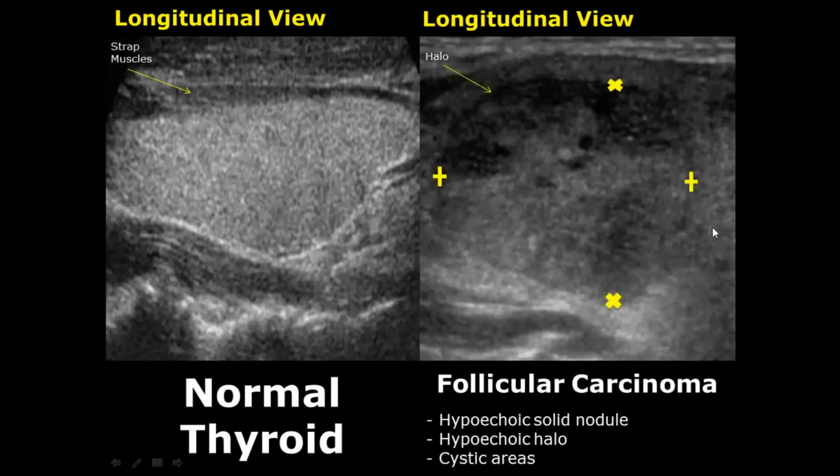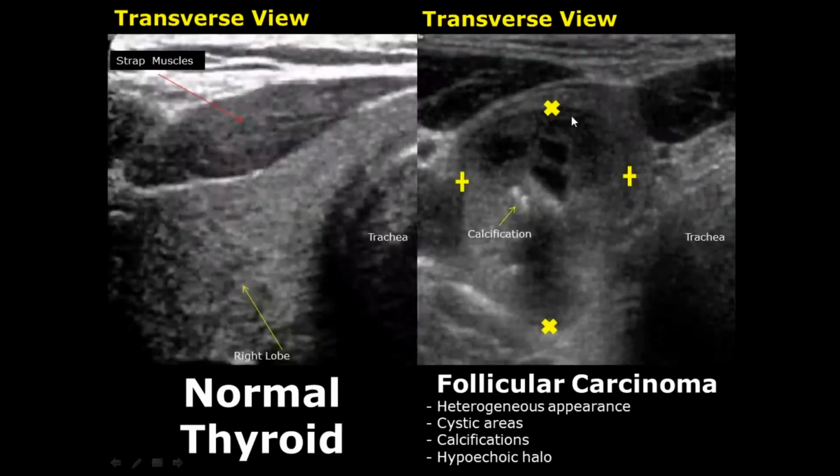Follicular carcinoma is the malignant form of this case. This will have a hypoechoic halo, a hypoechoic nodule, and it can have some cystic areas. Now these type of appearances overlap with other appearances, so we cannot confirm it on ultrasound. A transverse view of follicular carcinoma, also containing calcifications. Here you can see a thin hypoechoic halo and cystic areas.